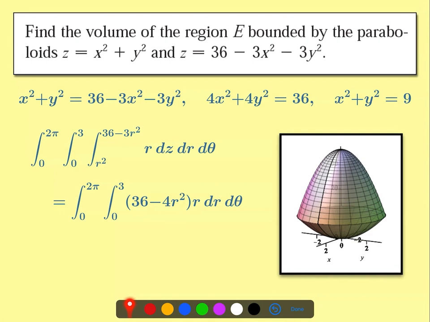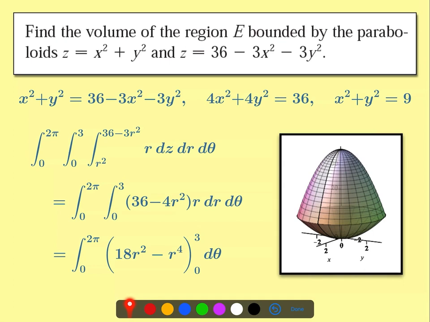So 36r, when we integrate it, is going to give us 18r squared. Okay, so the r becomes r squared over 2 times 36. You get 18r squared. When I integrate this, it's 4r cubed, remember. So 4r cubed is just going to be 4 times r to the fourth over 4, so it's just r to the fourth. So we're getting 18r squared and a minus r to the fourth here. So that's what we get when we integrate 36r minus 4r cubed, and we want to evaluate this from r equals 0 to 3.